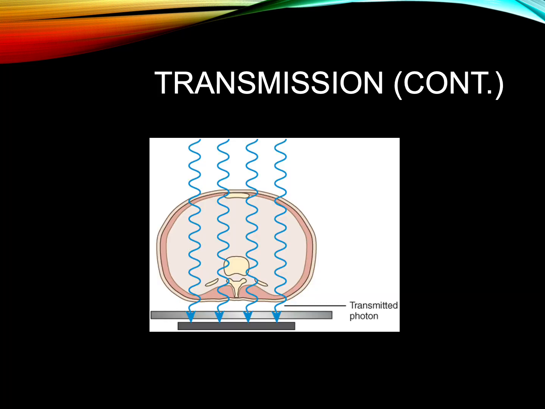So you can see here in this picture showing transmission, the X-ray photons are passing through the patient without any interaction with the anatomic structures. And then they are directly hitting the image receptor.